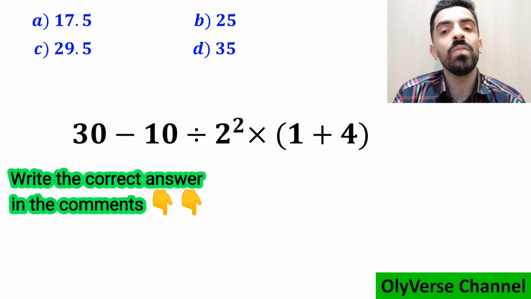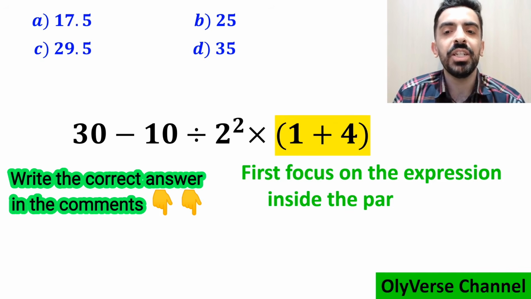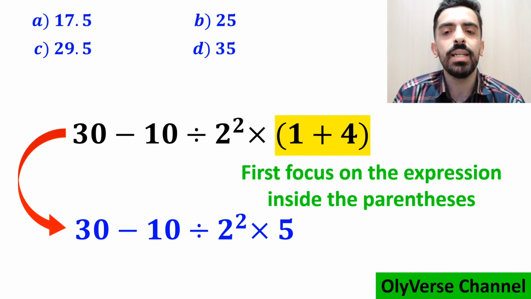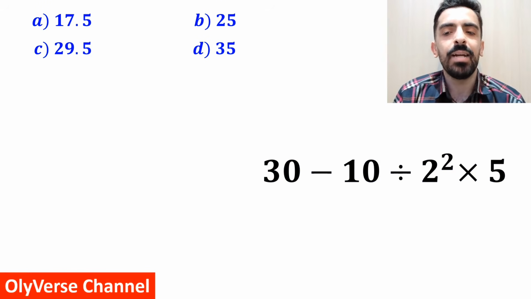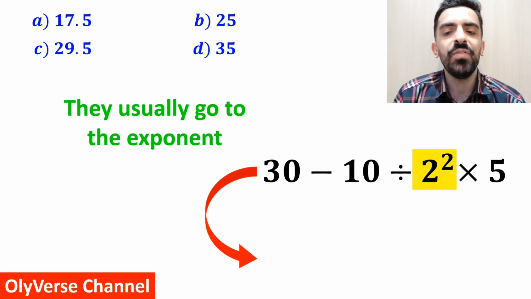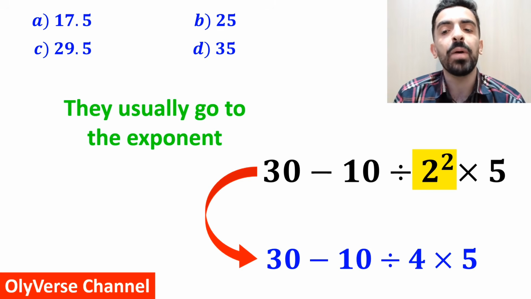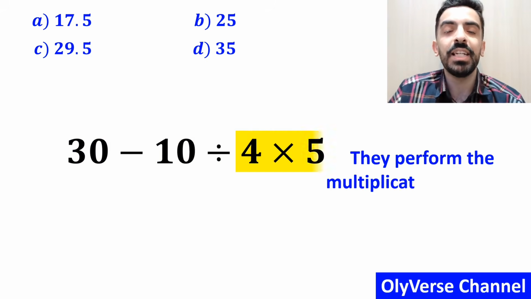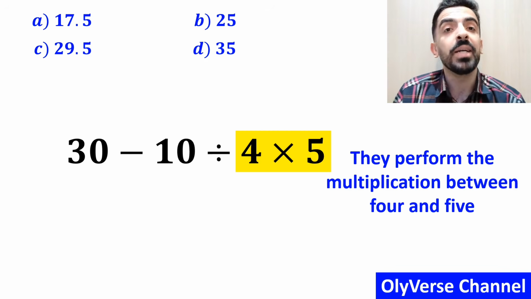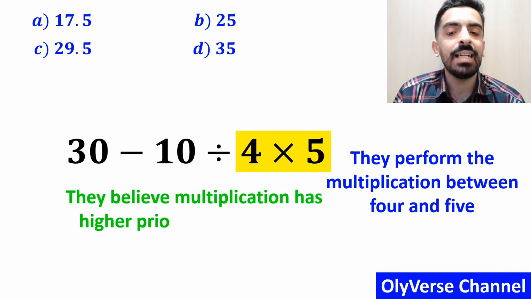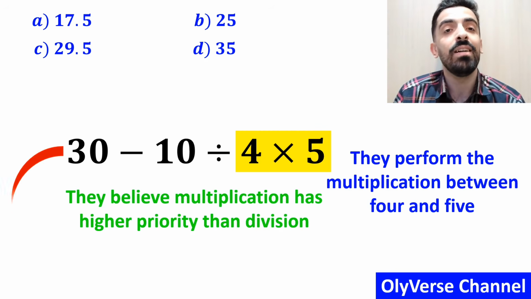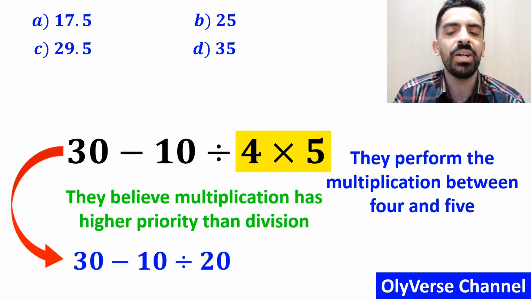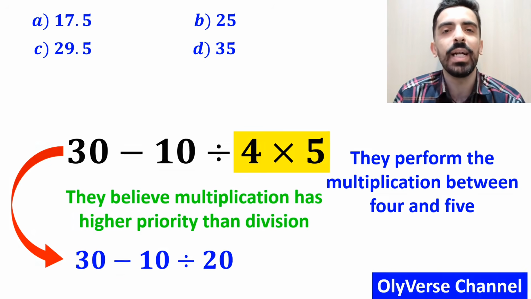Also, some other people, when solving this question, first focus on the expression inside the parentheses and replace the whole expression with 30 minus 10 divided by 2 squared multiplied by 5. In the next step, they usually go to the exponent and simplify to 30 minus 10 divided by 4 multiplied by 5. Then they perform the multiplication between 4 and 5 because they believe multiplication has higher priority than division. So they rewrite this expression as 30 minus 10 divided by 20.